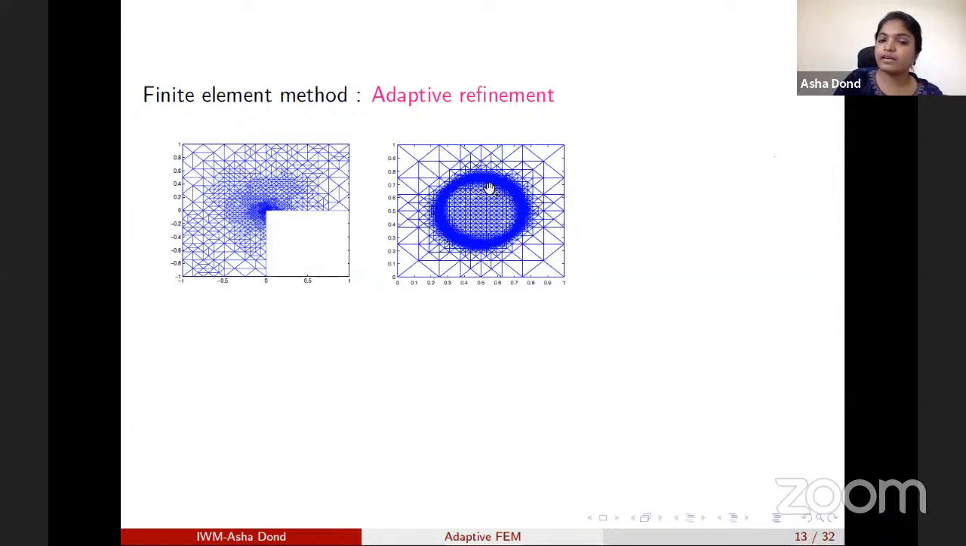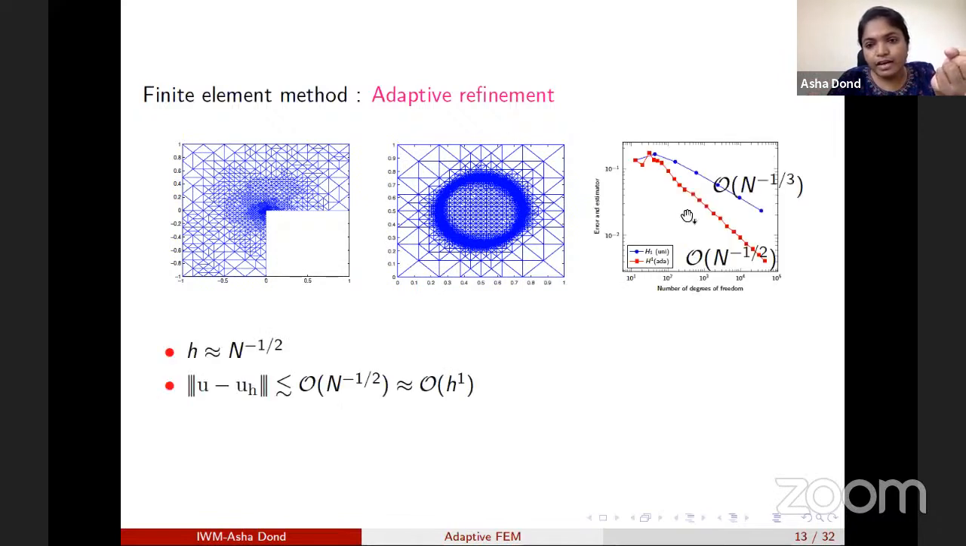We just want to identify that layer, and we just want to put our main target refinement over the singularity region or critical region. If we do that, then we will get the optimal convergence rate instead of the suboptimal convergence rate we are getting in the uniform refinement.